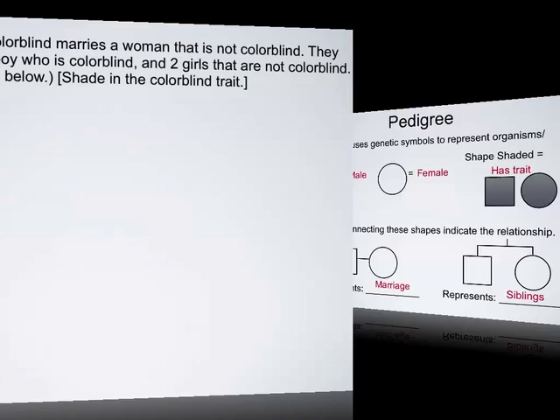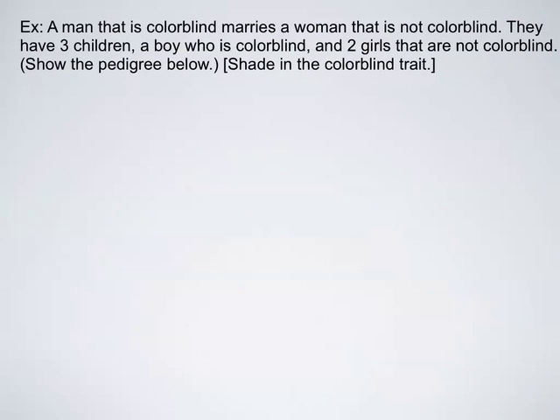All right, so let's look at a simple example here. In this first one, we're talking about colorblindness as a trait. So a man that is colorblind marries a woman that is not colorblind. A man that is colorblind, what symbol would he get based on what we just said? Shaded in square. It's a man, so it's a square. He has the trait we're discussing, so it gets shaded. His wife gets connected straight next to him, but not filled in because she's not colorblind.